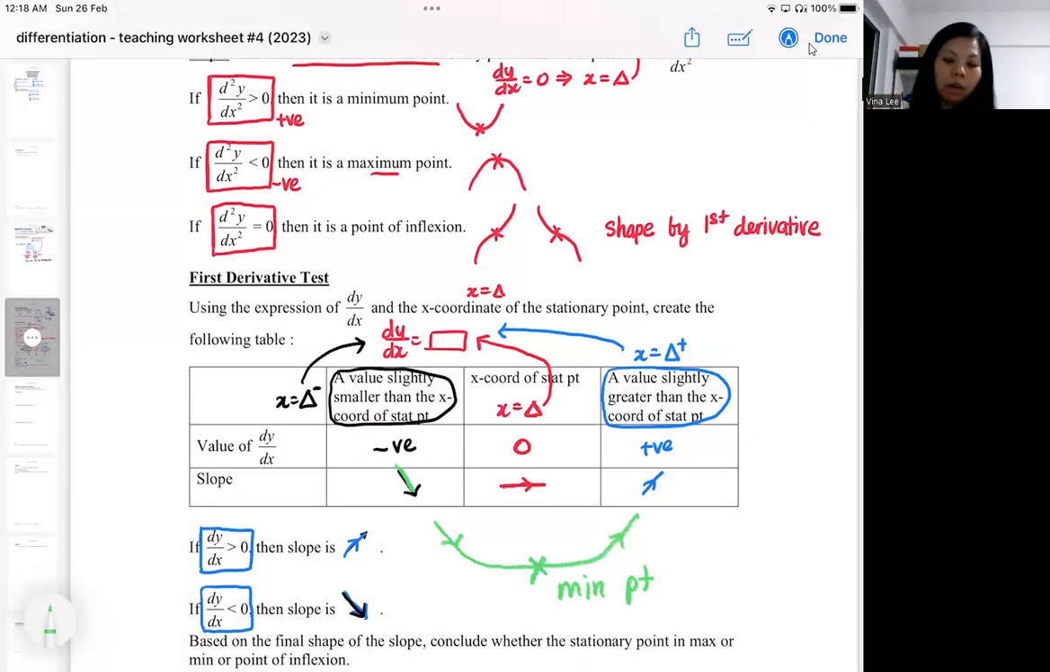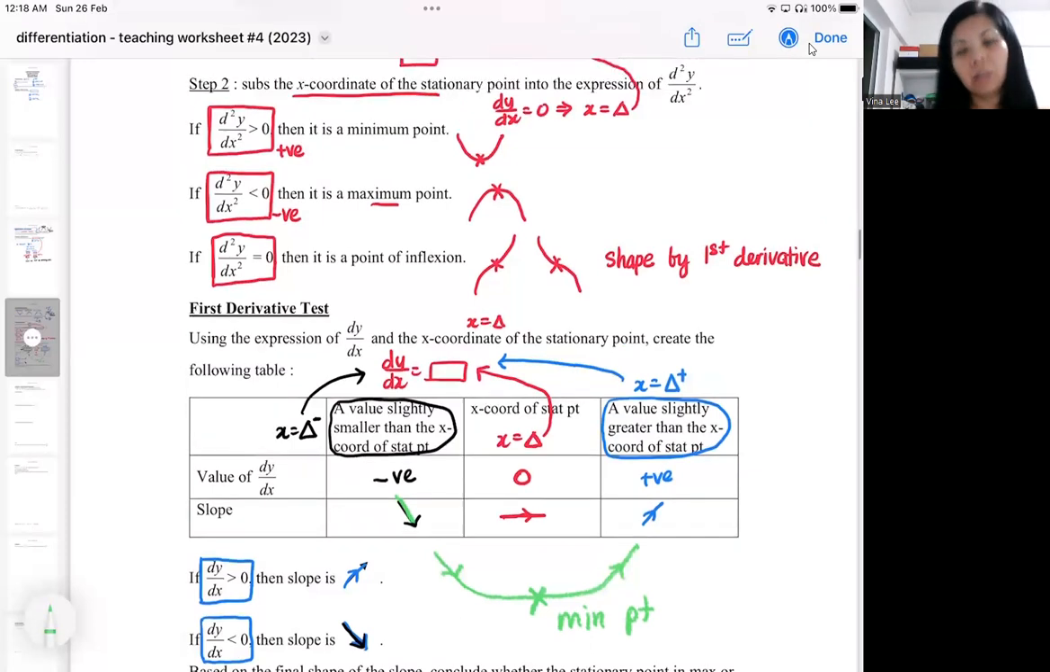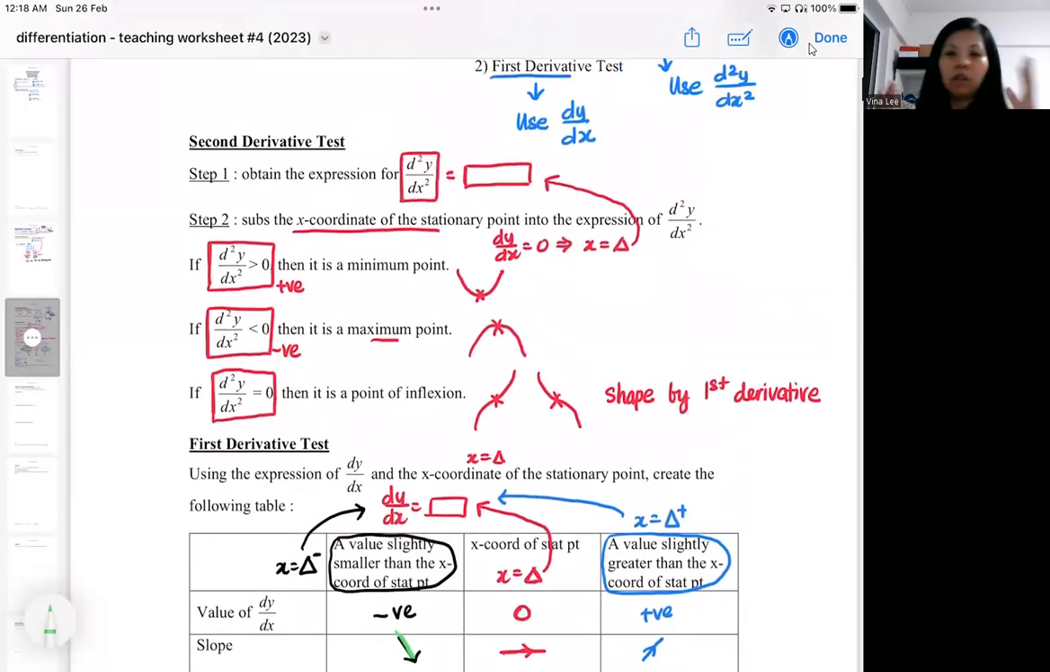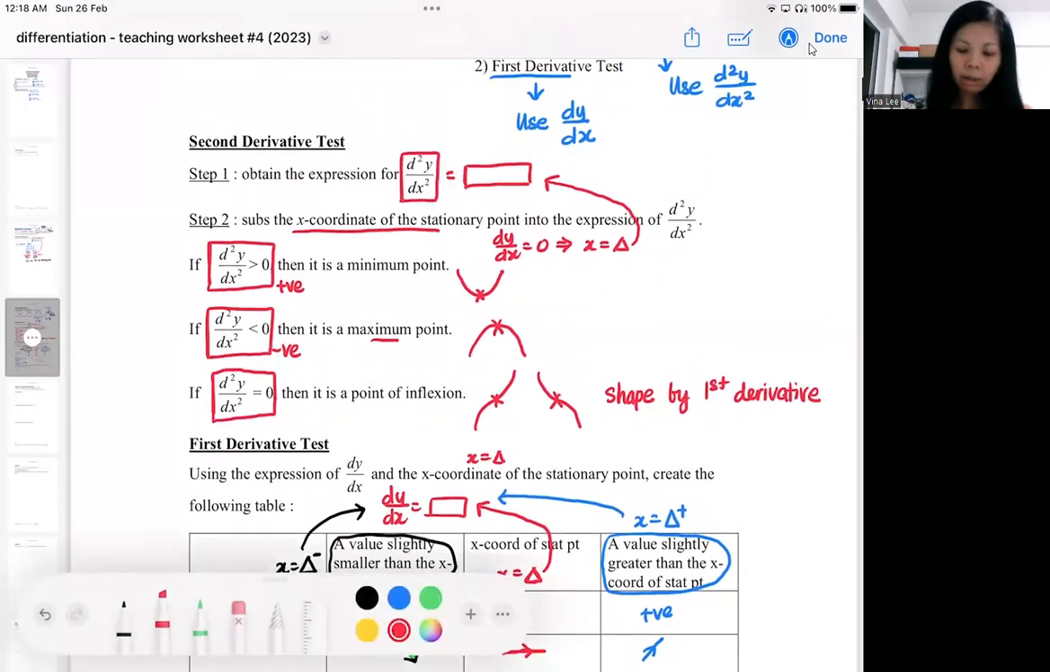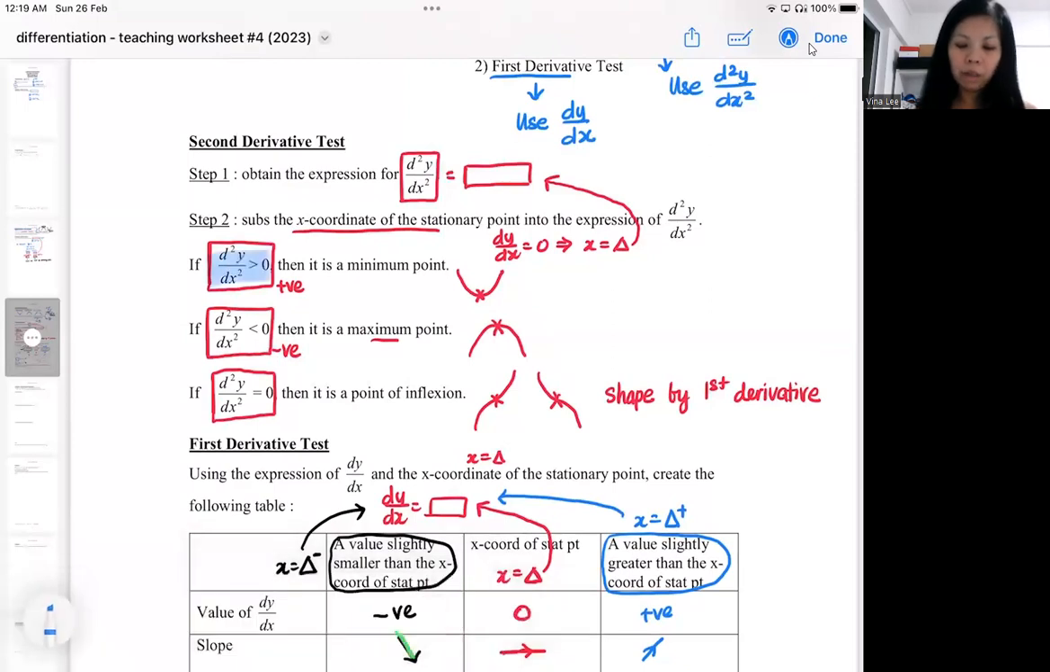So the difference between the first derivative test and second derivative test is this: with the first derivative, you will be able to see the shape. From the shape, we can directly tell the maximum point or minimum point. For the second derivative, there's actually no shape, so you've got to memorize the indicator. A positive second derivative means minimum. A negative second derivative means maximum. So the second derivative doesn't help you to visualize.